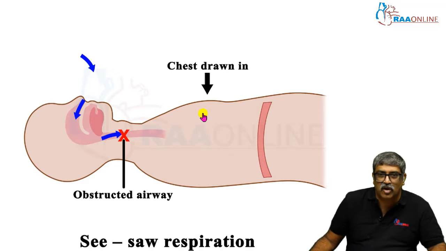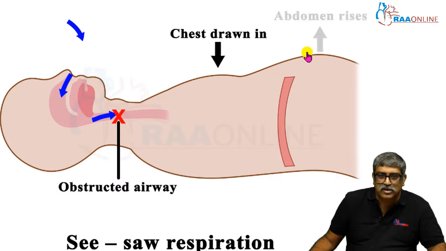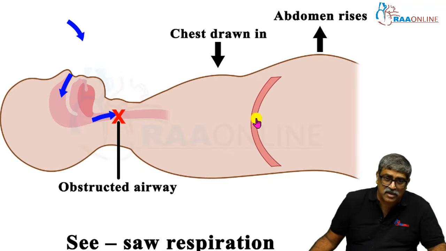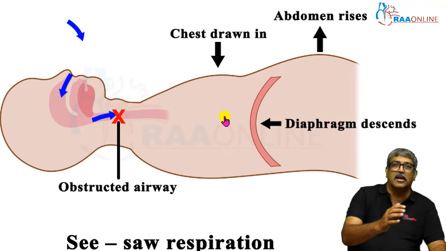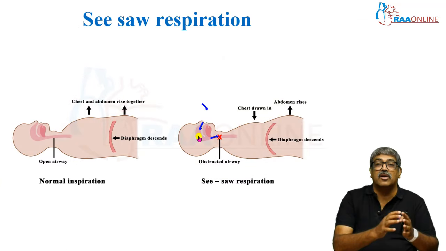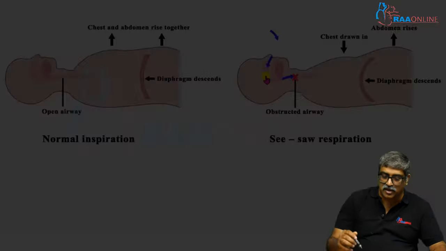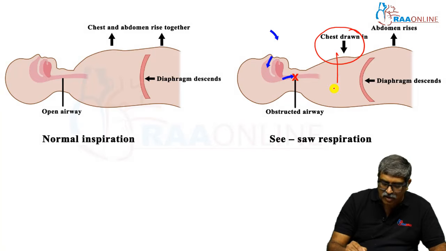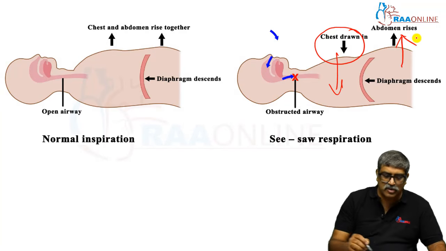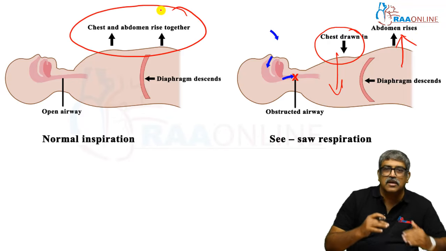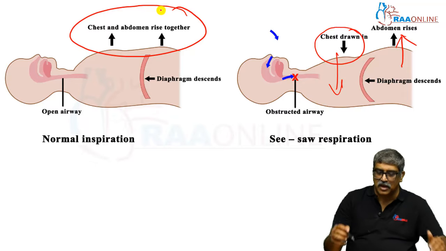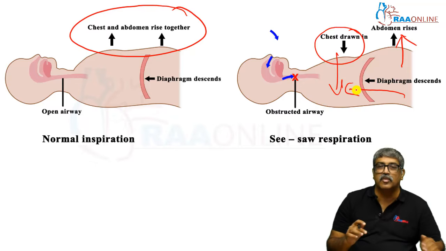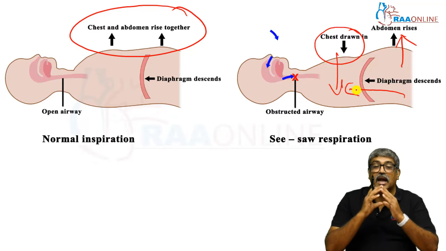Your chest is drawn in and the abdomen goes up. So the abdomen goes up and the chest is drawn in, there is a paradoxical respiration and the diaphragm is pushed too far in. So this is called the paradoxical respiration with obstruction. Your chest is drawn in, the abdomen moves out. Here both move simultaneously outwards and the descent of the diaphragm is too much. This happens when there is an obstructed airway.